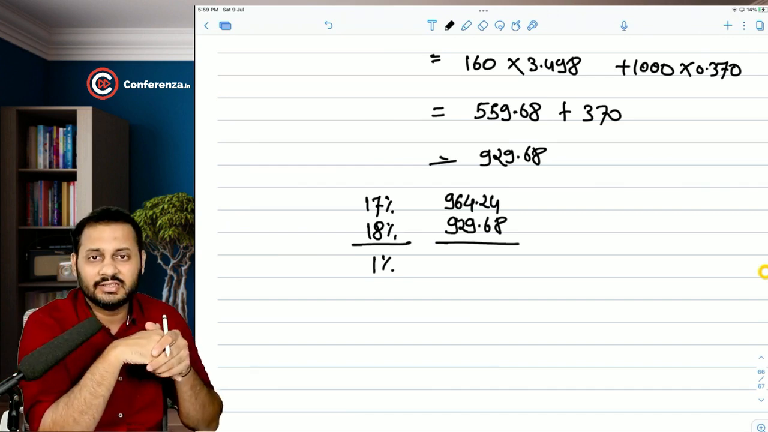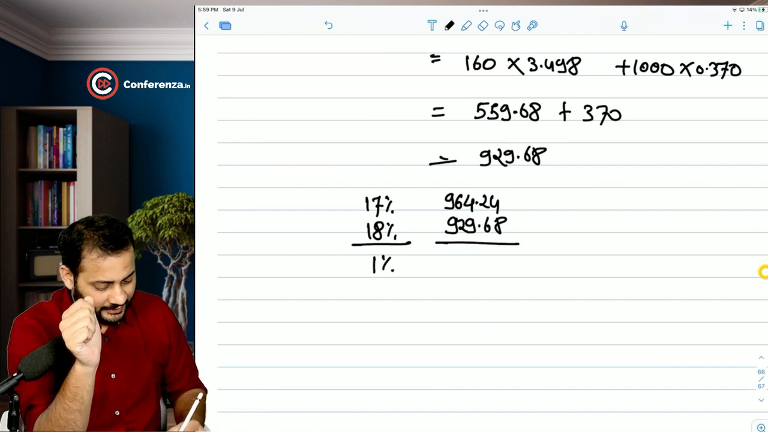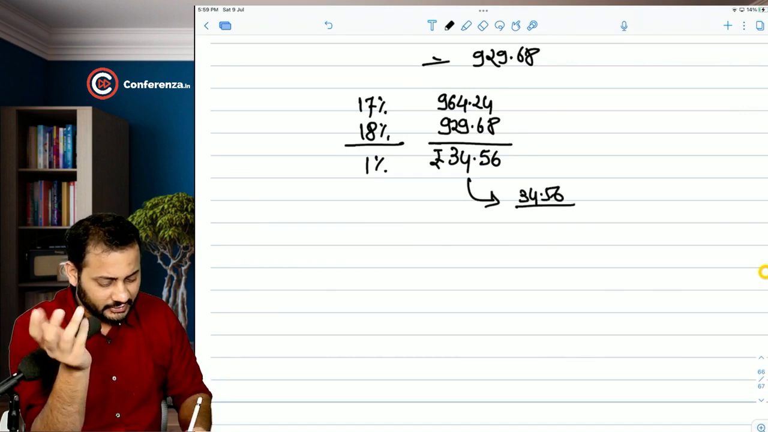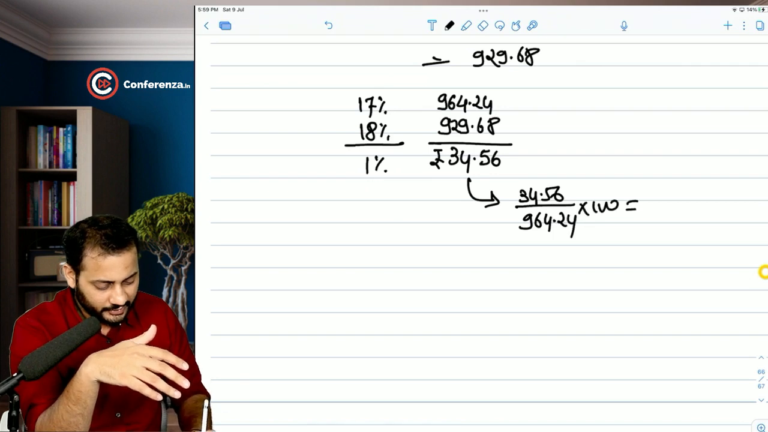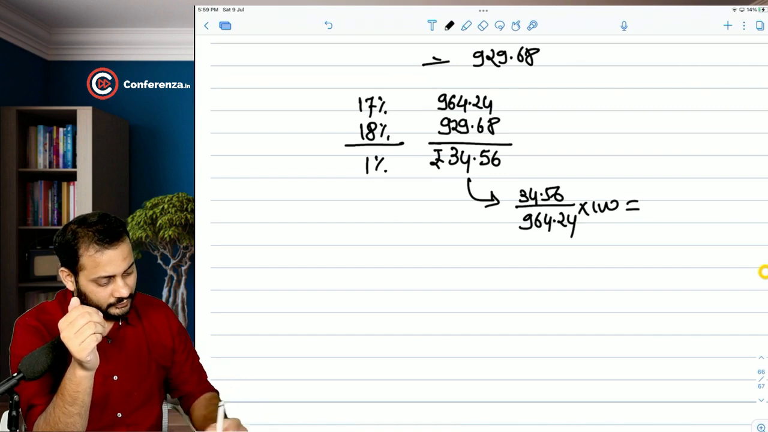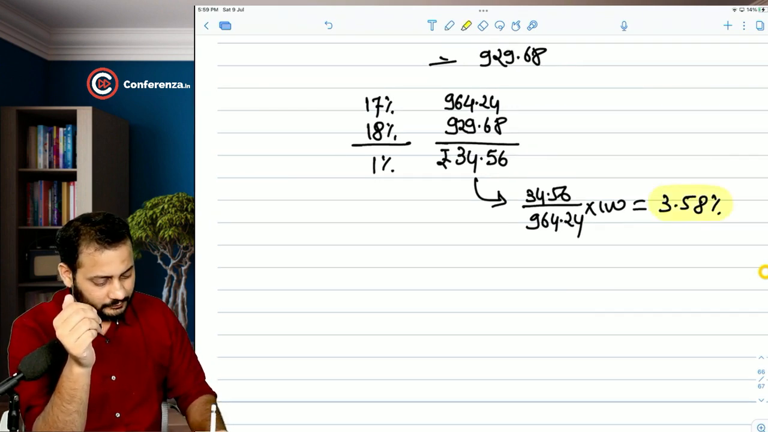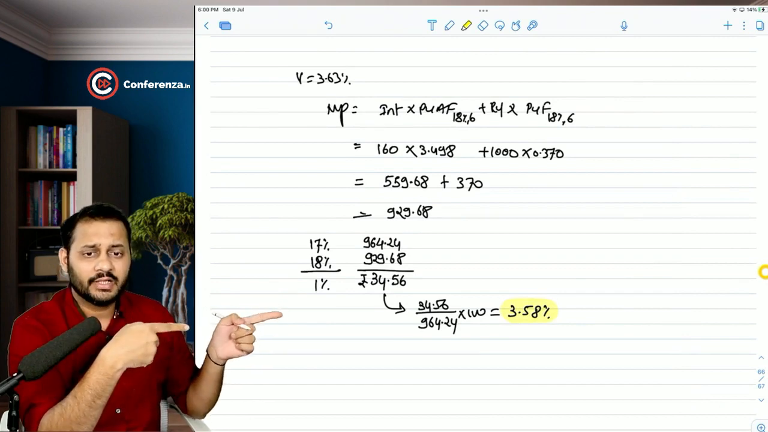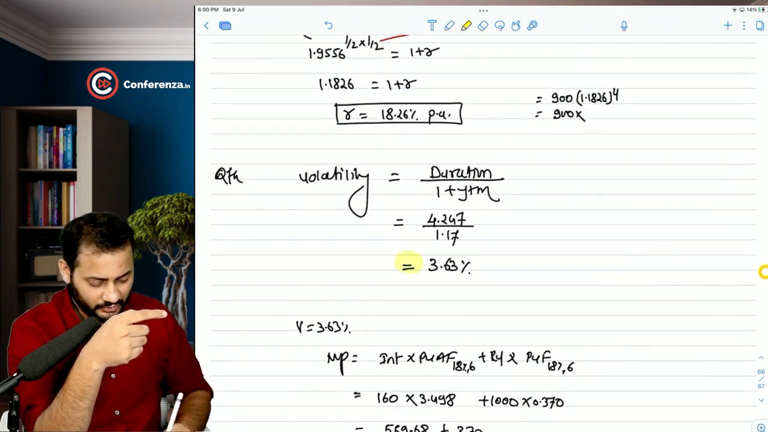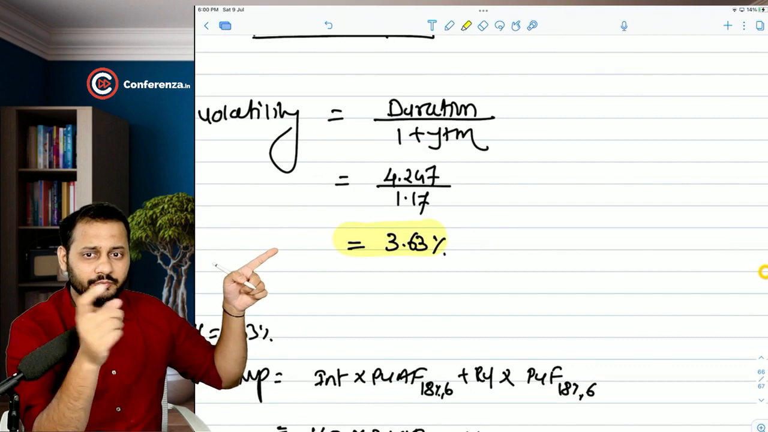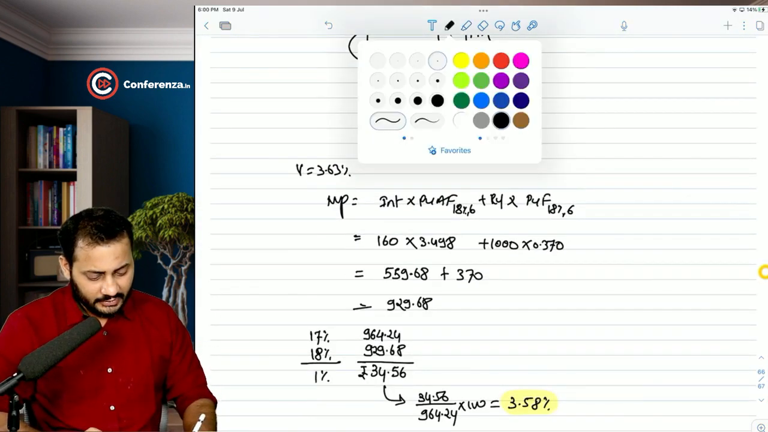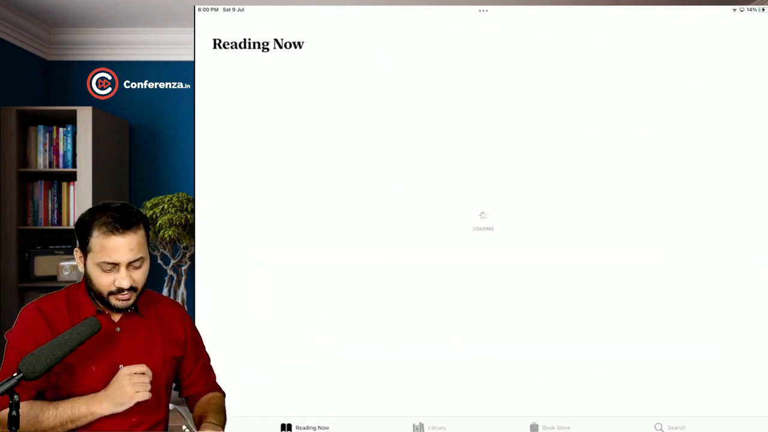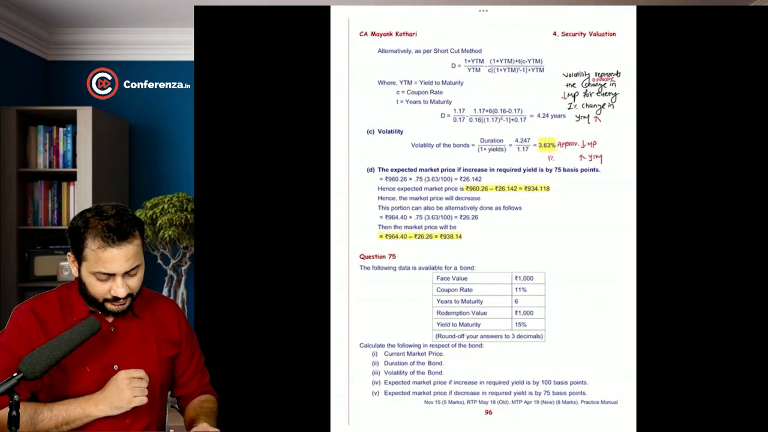How much is the increase in percentage in YTM? 1. And how much is the decrease in the market price? Let's find out. Market price has gone down by 34.56 rupees. So let's calculate the percentage: 34.56 gone down, divided by 964.24, into 100. That is 3.58%. So the moment we increase the YTM by 1%, the market price will go down by 3.58%, and the answer for the volatility was almost near to what we said. See, you can see these two answers are almost close to each other, and that's why I told you they will not be accurate. That's why the word approximate is important in this case.